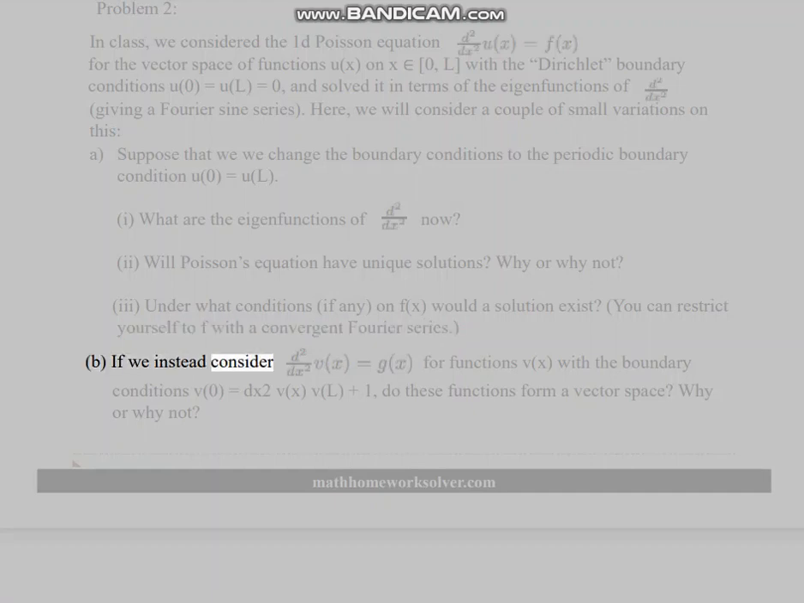B. If we instead consider the conditions v(0) equals v''(x), v(L) plus 1, do these functions form a vector space? Why or why not? For functions v(x) with the boundary conditions.